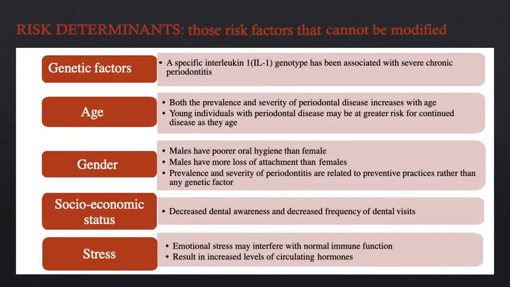So next variable is the risk determinant, those risk factors which cannot be modified. Examples are genetic factors, age, gender, socioeconomic status, and stress.